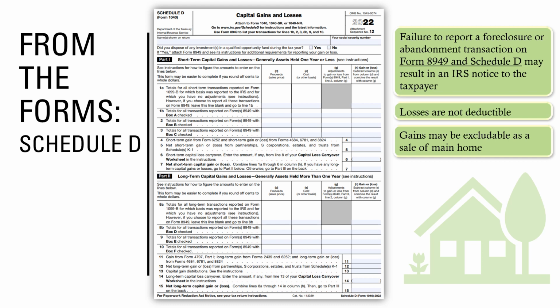Specifically with our main homes, our principal residences, it's important to note that losses will not be deductible, and that gains may be excludable as a sale of a main home. And again, we'll discuss more about what the sale of a main home entails in our next lesson.